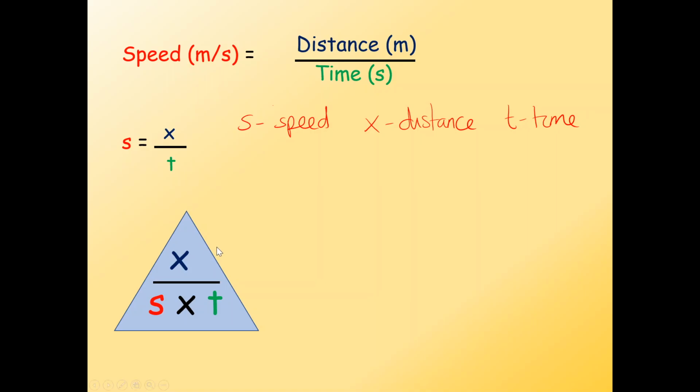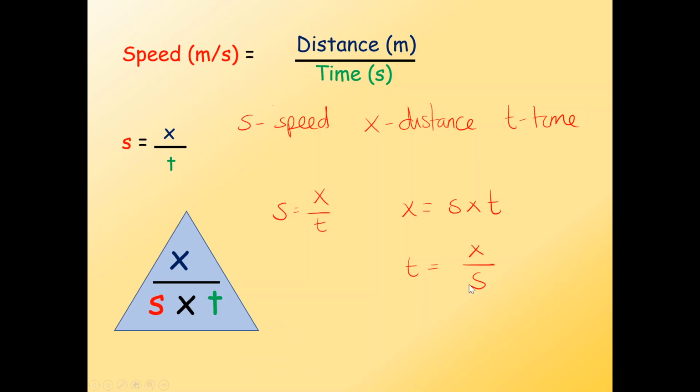So to begin with, if you cover up S, because we want to work out speed, you'll see that what we need to do is have distance divided by time. If we now cover up distance, X, we are left with S, speed, times time. And then finally, if we cover up time, what we need to do is distance divided by speed.